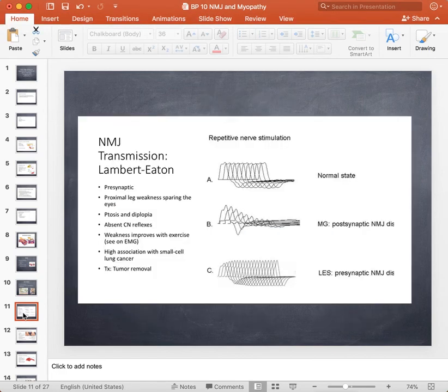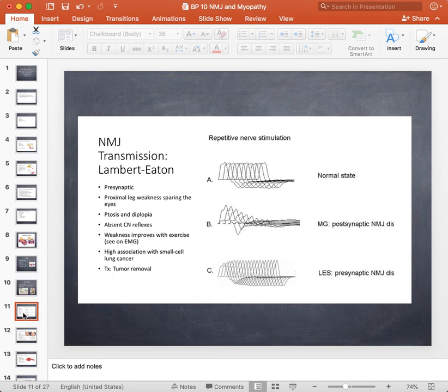Okay, let's talk a little bit about the other presynaptic neuromuscular junction disorder, Lambert-Eaton syndrome. The way these patients typically present, you'll see proximal leg weakness that spares the eyes. You can also see ptosis and diplopia, and possibly absent cranial nerve reflexes. The big thing that distinguishes this, and that you have to think about if somebody gives you this story, is that the weakness will improve with exercise. It's actually something you can see on the EMG. There's a very high association with small cell lung cancer, and the treatment is to go after what is underlying the body's attack on itself, and that's tumor removal.